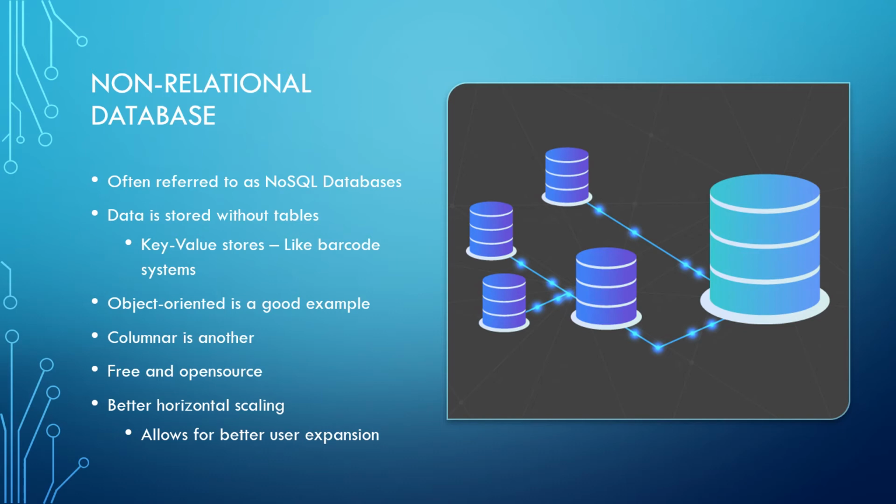Non-relational databases are usually free and open source. They have better horizontal scaling, which allows for more users quicker, because with non-relational, you don't have to connect one table to another. Everything's kept independent. So you can basically add more houses. It's easier to add more houses and put information in a bigger network.